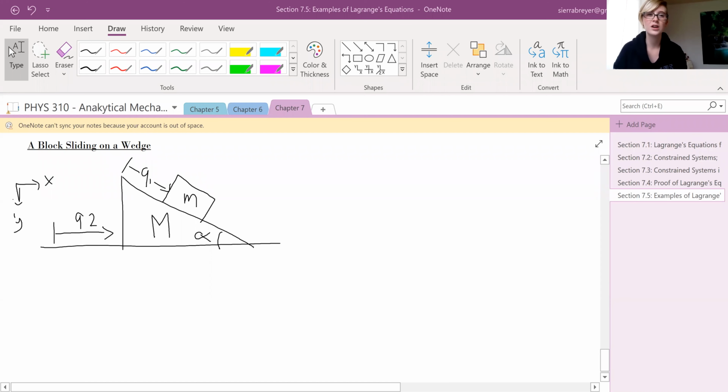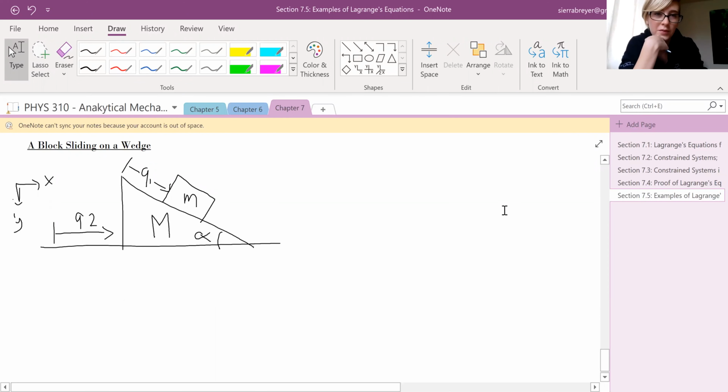So I'm going to share this next example with you. This next example is a block sliding down a wedge, and we're going to allow the wedge to slide across a plane, the floor, however you would prefer to think about it. And we're just going to analyze what would happen with Lagrange's. We're not going to make it do anything. It's relatively simple.